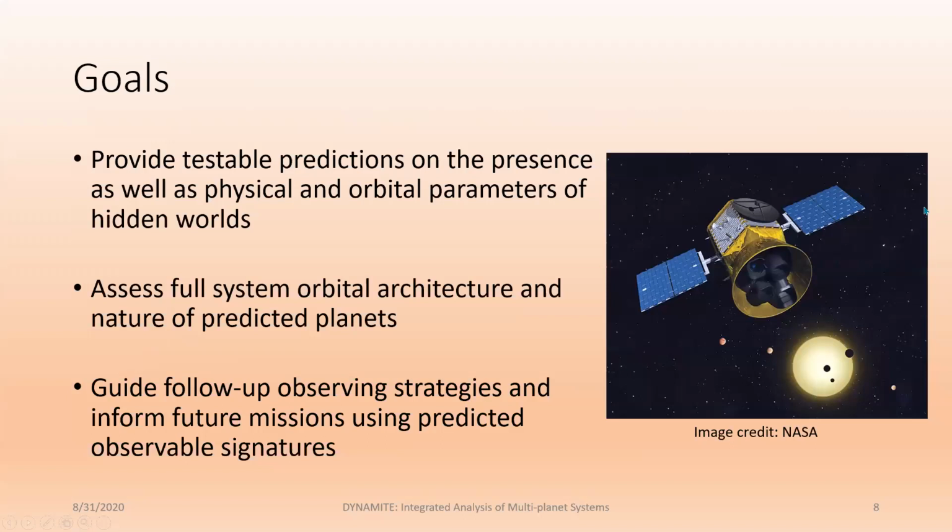The main goals we set out to achieve are to provide testable predictions on the presence and parameters of hidden worlds in these multi-planet systems. From these predictions, we can gather insight on the nature of the full orbital architecture and planet parameters in the system. In particular, these predictions are testable by current or near future observation techniques. We give best estimates for the physical and orbital parameters and their predicted or observable signatures.